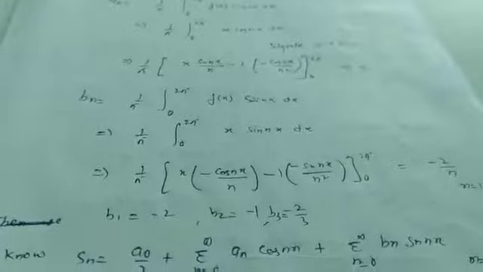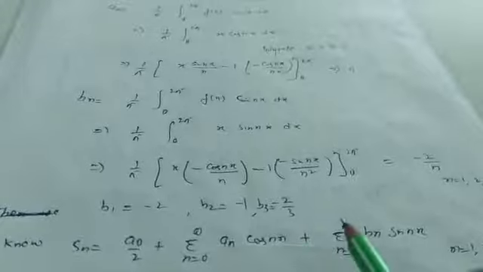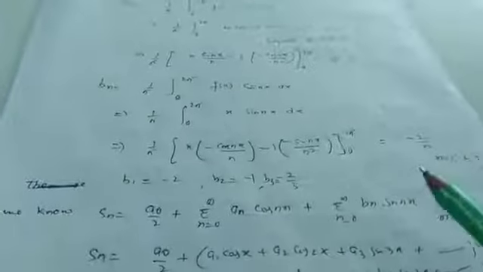Then in this function, we have found the values of a naught, an, and bn. Then the Fourier series Sn equals a naught by 2 plus summation of n from 1 to infinity an cos nx plus summation of n from 1 to infinity bn sin nx. Here n equal to 0 cannot be applied, since the term a naught by 2 in the function already exists. Then n equals 1, 2, 3, and so on.